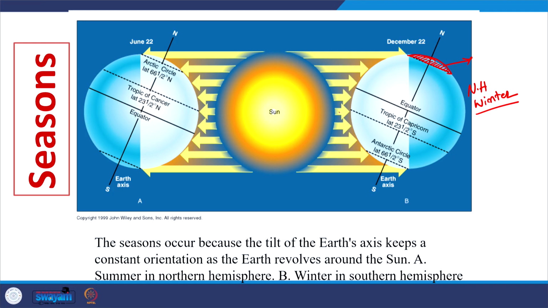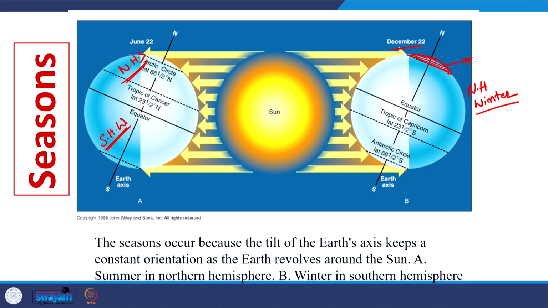And exactly the opposite happens after 6 months, where this region is completely brought into the illumination, and the exact opposite happens in the southern hemispheric winter. This is northern hemispheric summer, and this is southern hemispheric winter. These are the seasons. The seasons occur because the tilt of the Earth's axis keeps a constant orientation as the Earth revolves around the sun. Constant orientation. Okay, so the summer in the northern hemisphere means winter in the southern hemisphere.